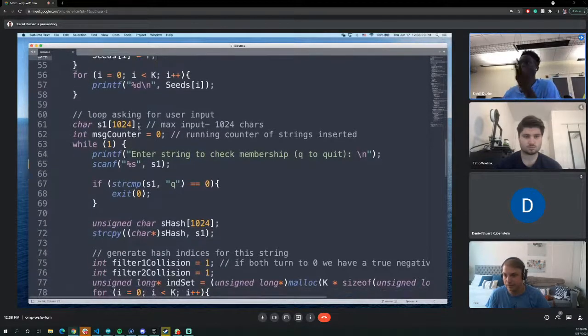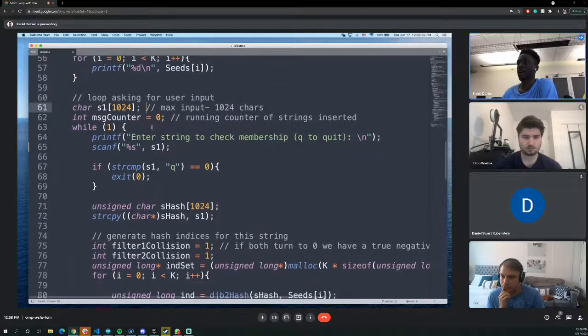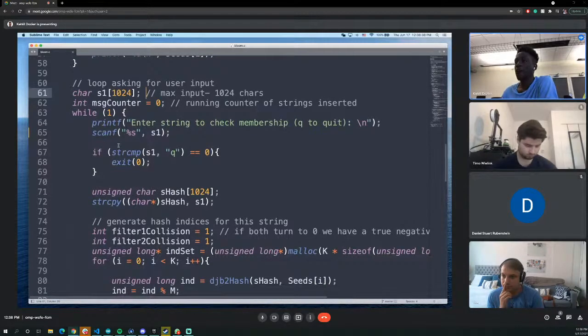The way this particular program works, and again, this was quick and dirty: I have the user input up to 1,024 characters on a line, in an infinite loop, and the program just prints out whether the string is in the filter or not.